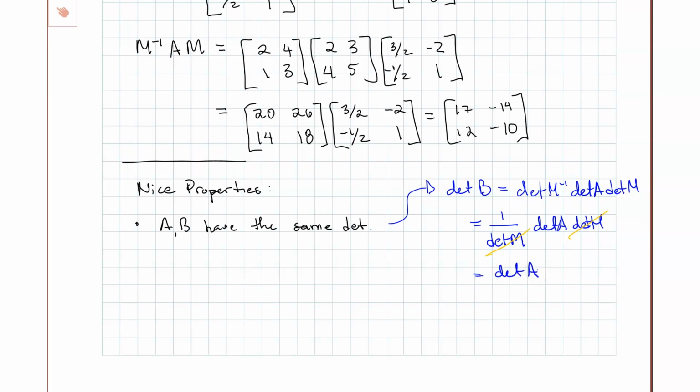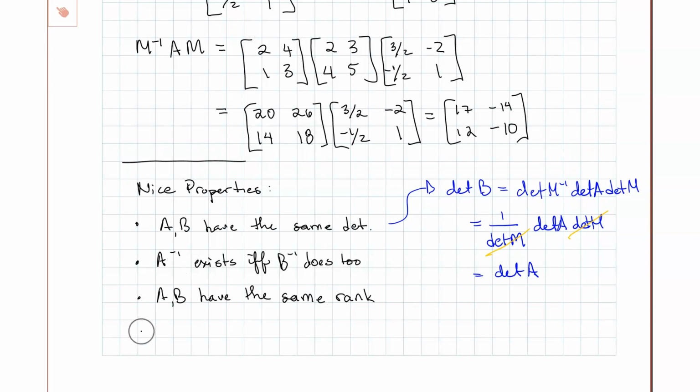Now I won't go through the proofs of these other properties that I'm going to write down, but you can check them. One says that A is invertible if and only if B is invertible. These two matrices have the same rank. And last, A and B will have the same spectrum. That just means they have the same set of eigenvalues.